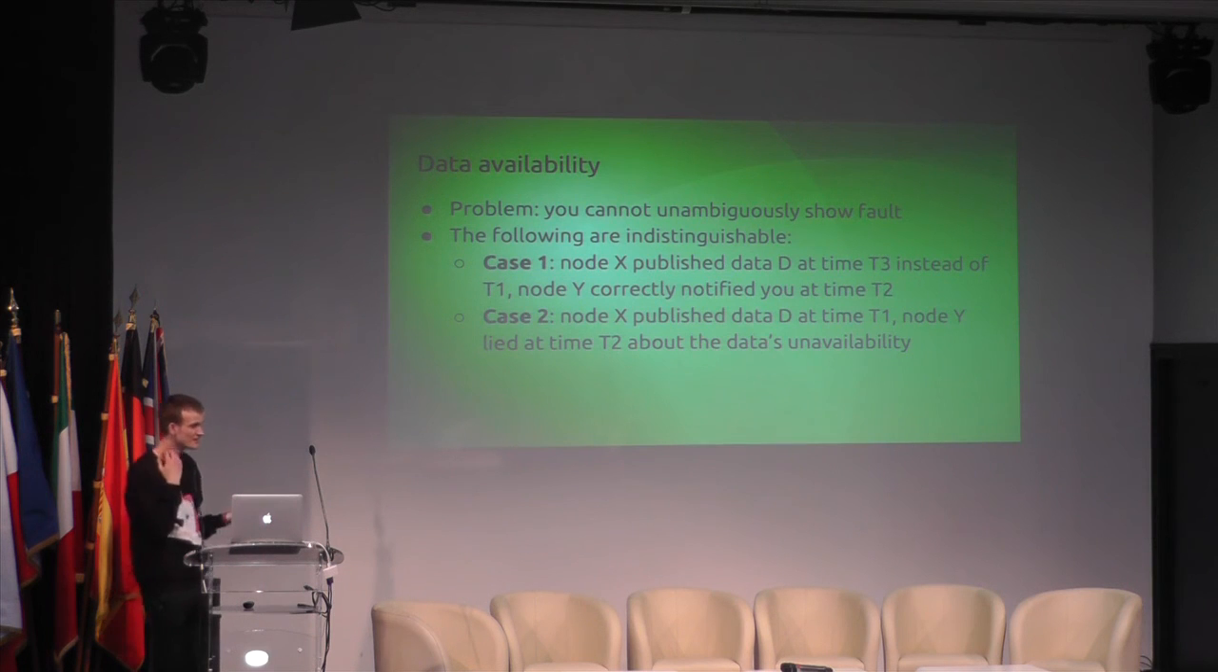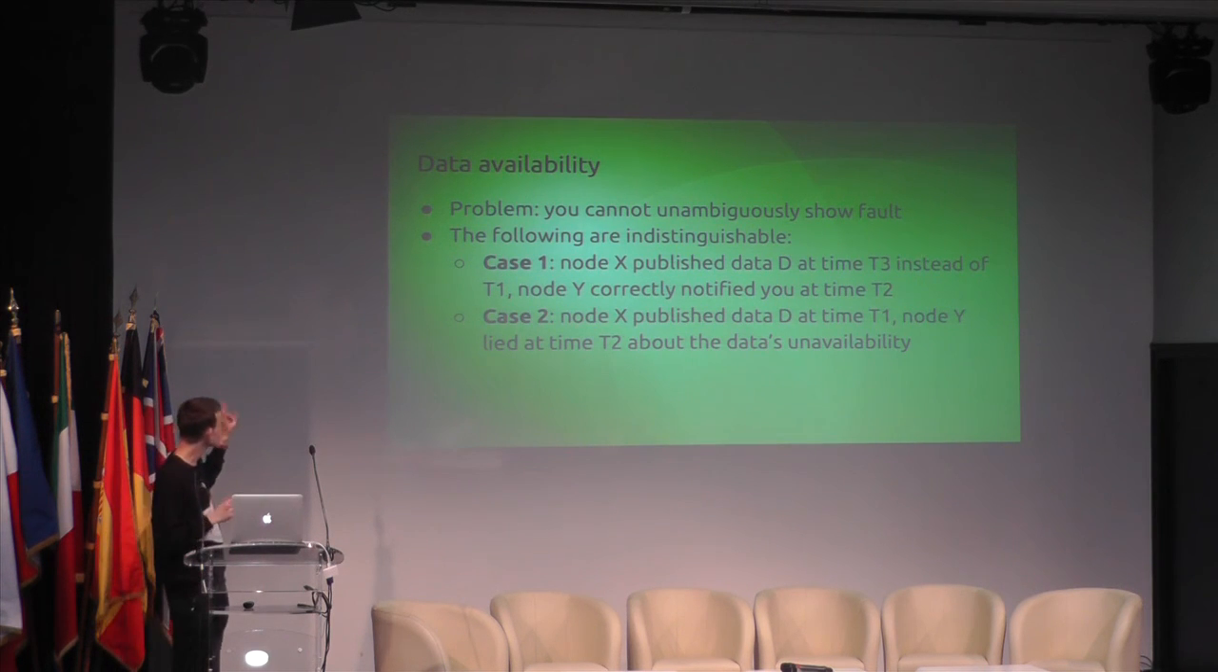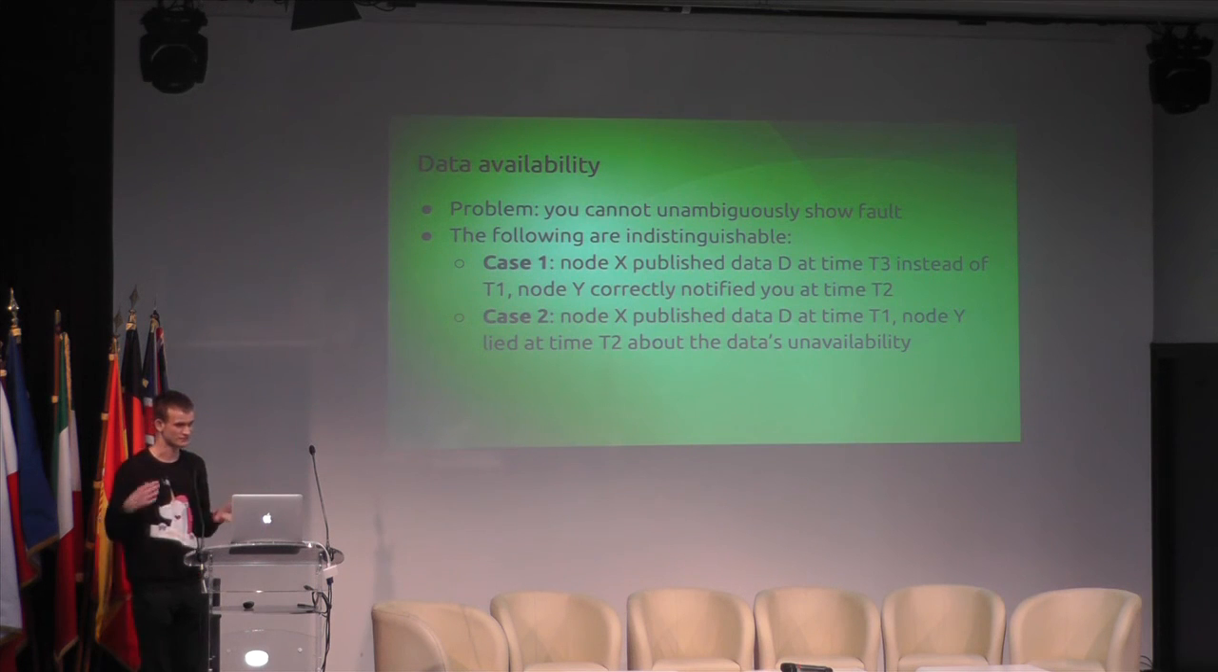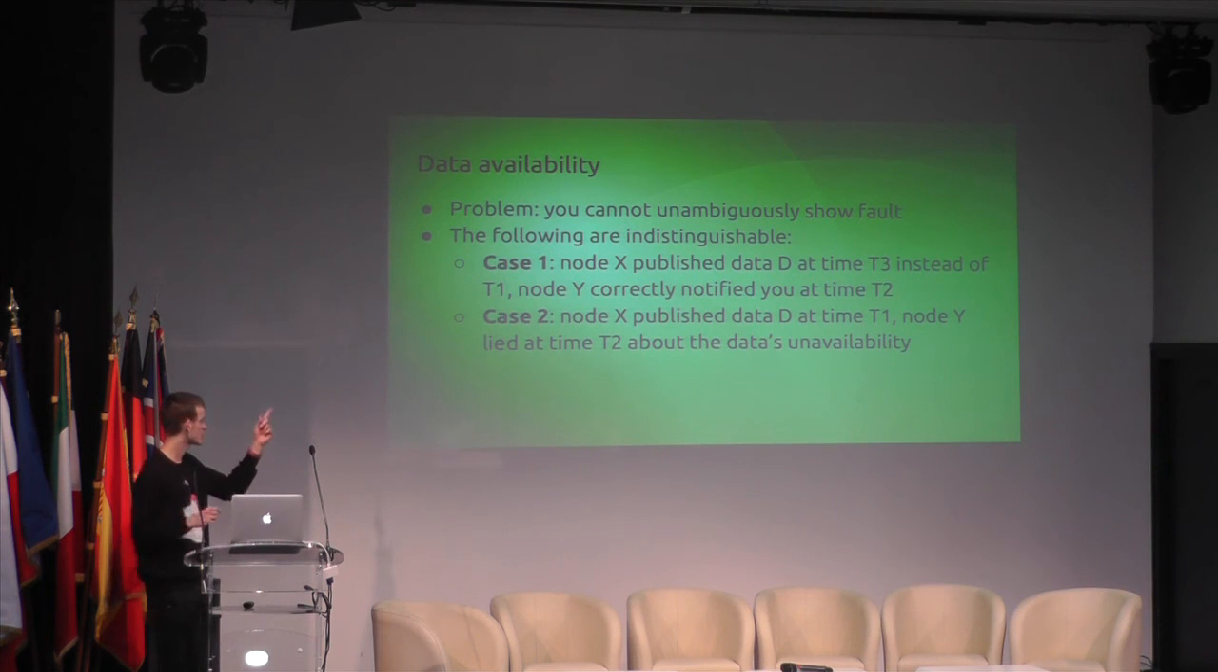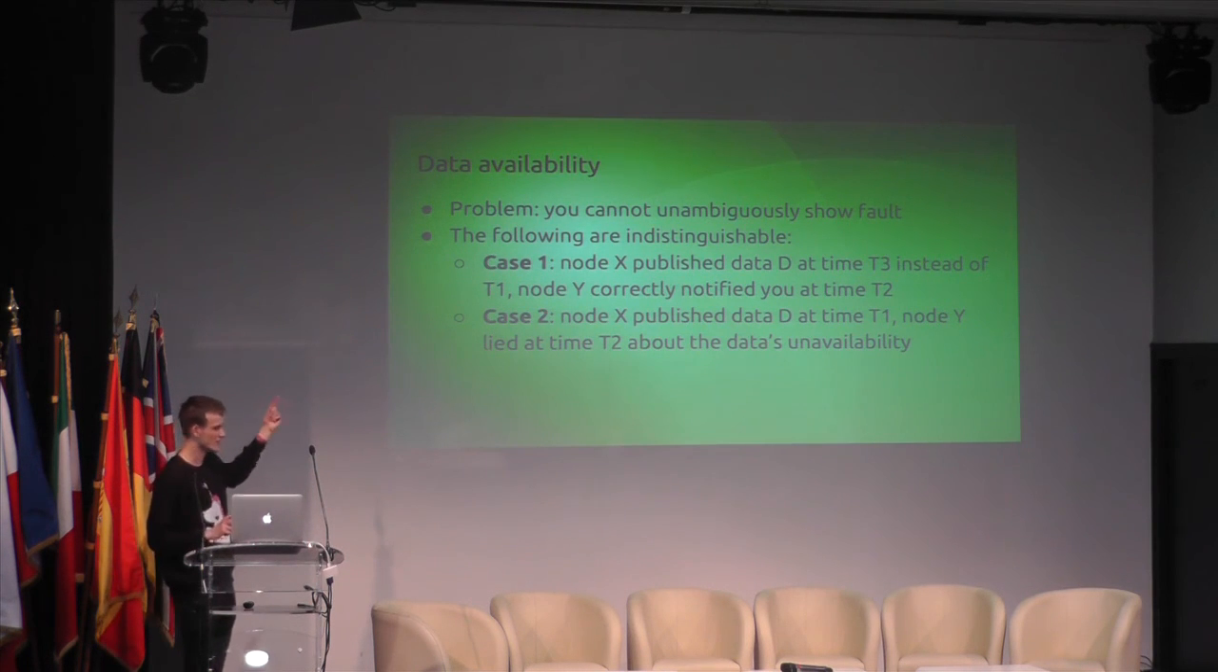The reason is that if you see a data unavailability fault, then you have two cases that are indistinguishable. Case one is some node published data at time t3 instead of time t1, when that node was supposed to have published data at time t1, and you have a watcher node, and the watcher node correctly sent a message that says, this data is not available. The second execution is a node published data at time t1, but the watcher node is the one that was faulty. The watcher node lied at time t2 about the data being unavailable, right?